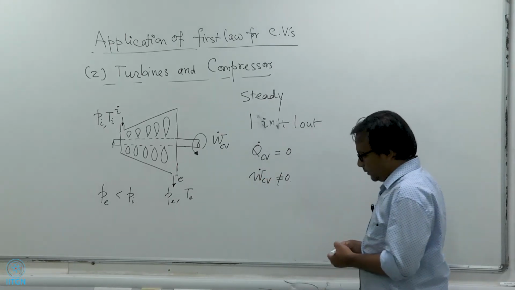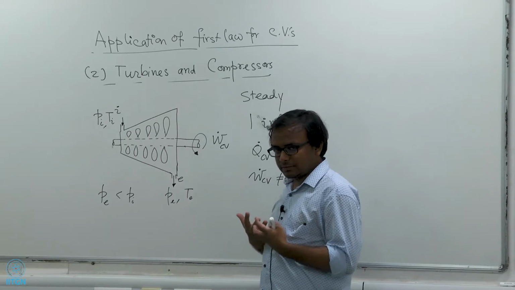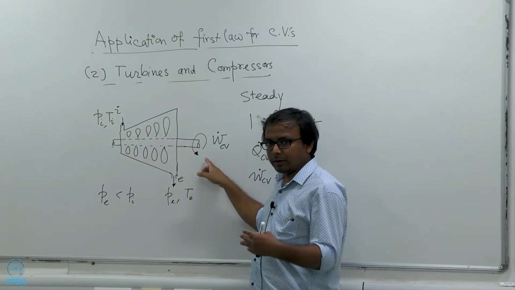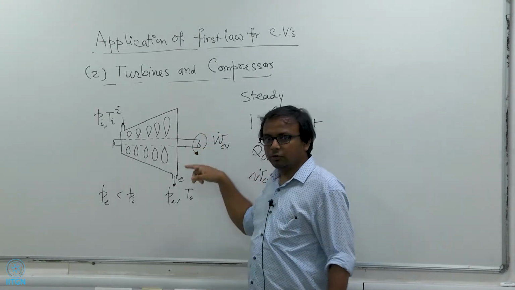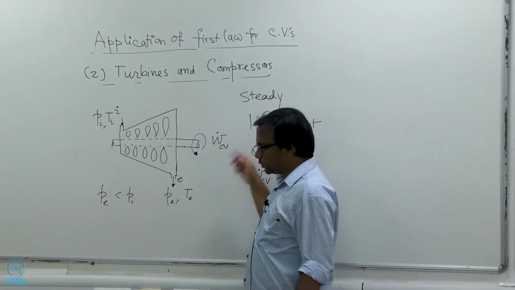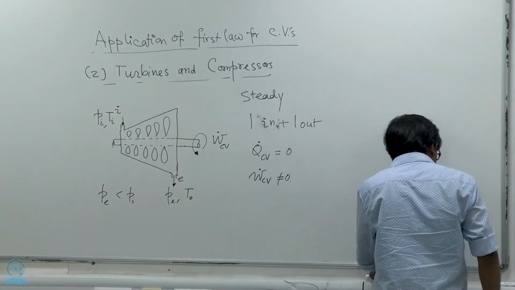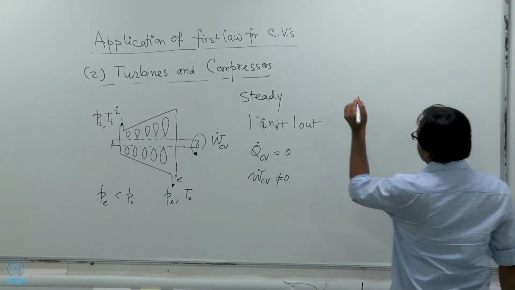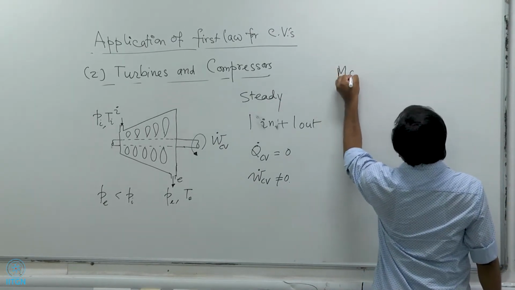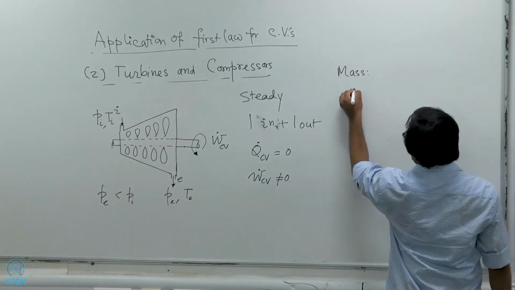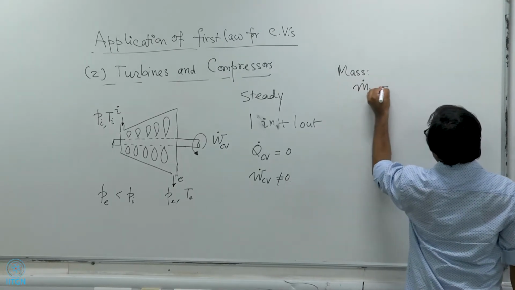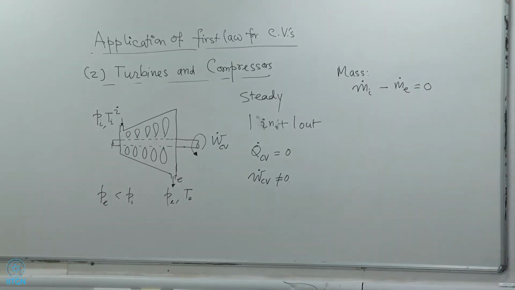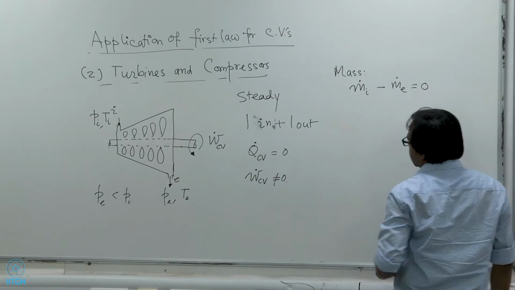By injecting high pressure, high temperature fluid into the turbine, you are getting some work out of the turbine. This is the work done by the control volume, and you can use this work to generate electricity. Okay. So let us now apply the first law. The mass balance would look like m dot I minus m dot E equal to 0. This is the steady state mass balance.